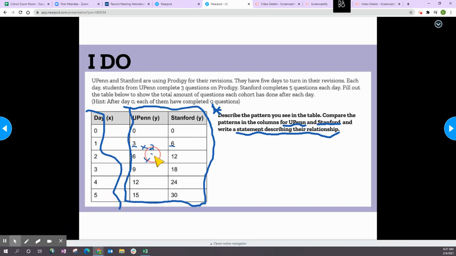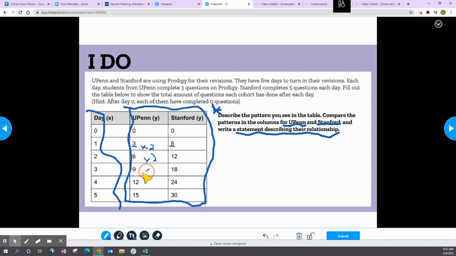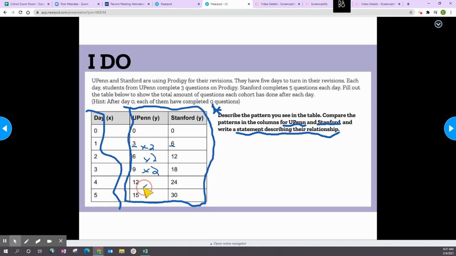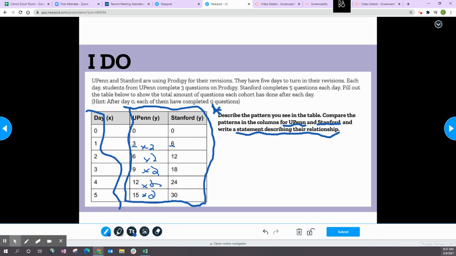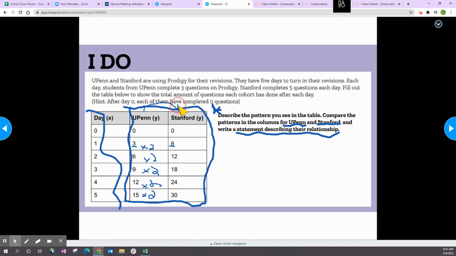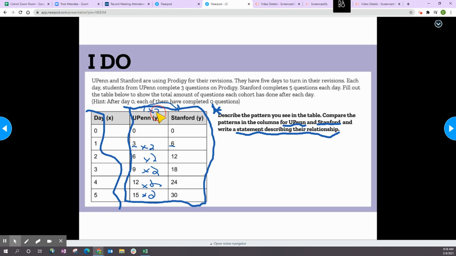But I see that if I keep doing 3 times 2, 6 times 2, 9 times 2, 12 times 2, and 15 times 2, I get my output every time. So my rule going from UPenn to Stanford is times 2.